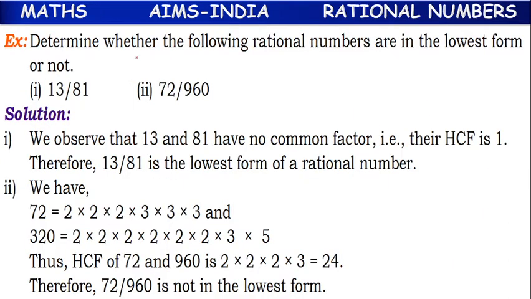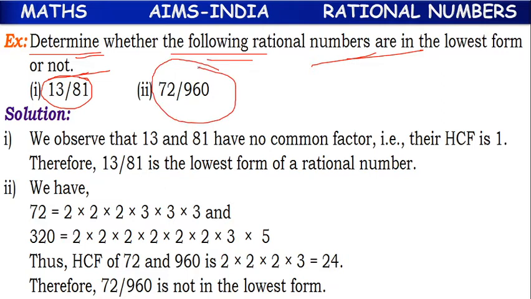Next. So one example question is there. Determine whether the following rational numbers are in lowest form or not. So here 13 by 81 they have given, 72 by 960 they have given. We have to find whether they are in lowest form or not.